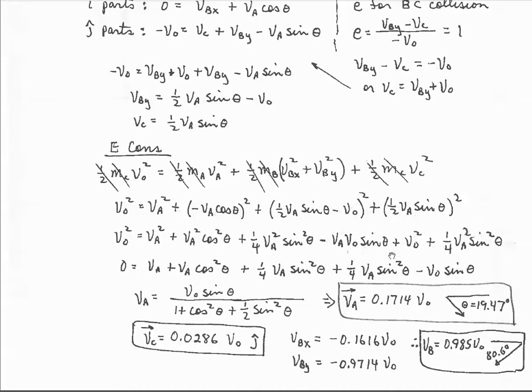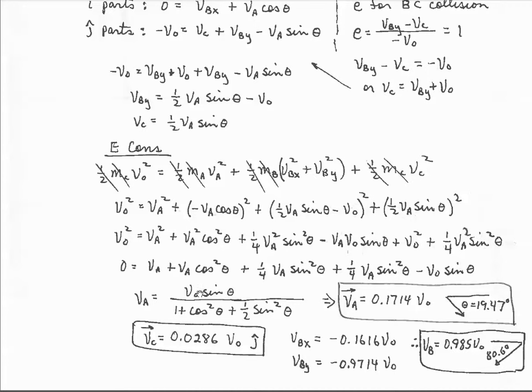Since VA is in every term after we get rid of the V naught squared, then we can reduce every term by VA. So that's why this goes from VA squared to VA. This goes to a VA cosine squared theta. This goes to a 1/4 VA sine squared theta. This right here, I'm putting it over here because it doesn't have a VA in it. This is going to become minus V naught sine theta. And then this 1/4 VA sine squared theta from right there.